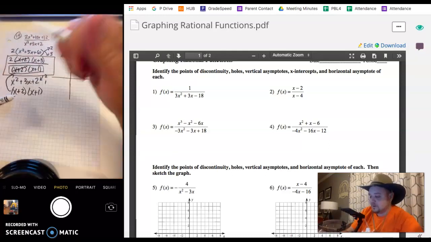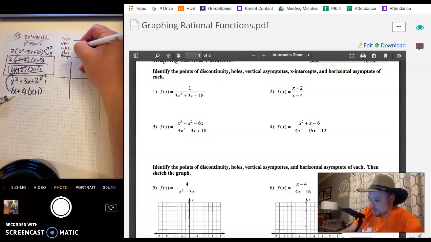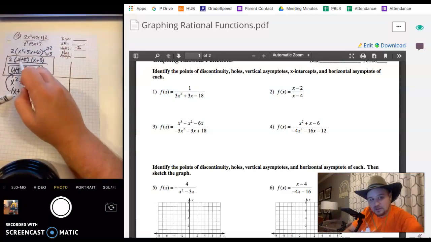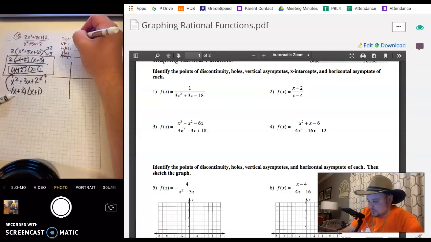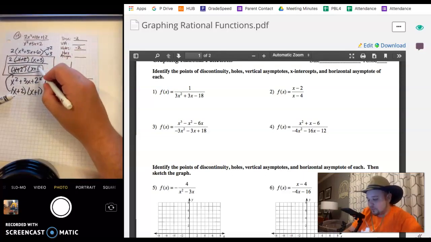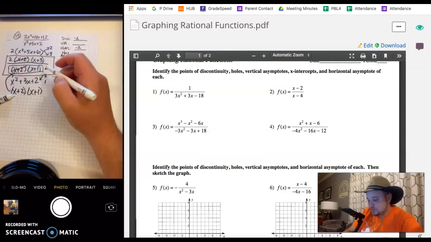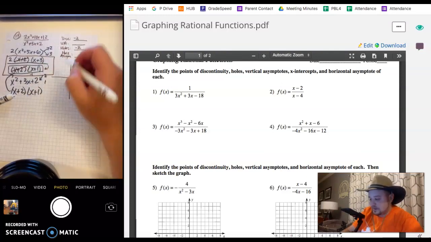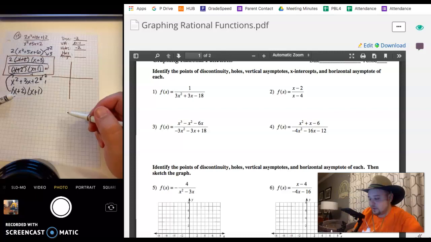So that's my new function, but I have a hole here at 2. So let's just go ahead and put that in, right? We're going to have a hole at negative 2. It's negative 2 because that's what's going to make this equal to 0. Okay, and that's going to be a discontinuity. Okay, now the x plus 1, that's going to be my vertical asymptote. That's going to make the bottom of my fraction equal to 0. So negative 1 is going to be that number. So there's my vertical asymptote. So it's going to be x equals negative 1 is a vertical asymptote. Okay.